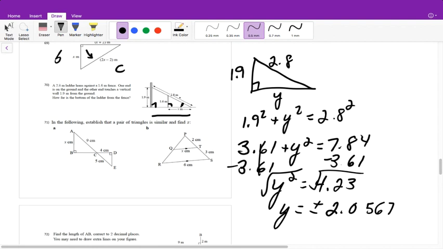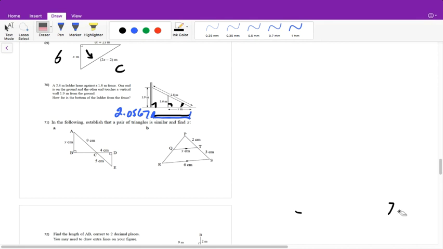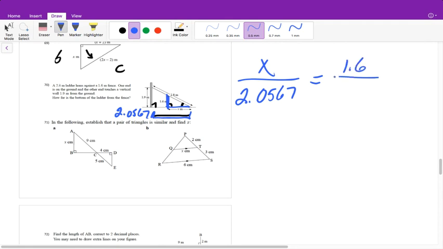So I'm just going to make my decimals a little bit longer, and it makes it a little bit more exact for me. I reject the negative. So that means the distance from here to here is equal to 2.0567. All right, now that I know that, I can go ahead and create my ratio to solve this. So I know that I want to solve for x, and x corresponds to that 2.0567. And then here I have the height 1.6, and 1.6 is part of the same triangle that has x, so that means that needs to go on top.